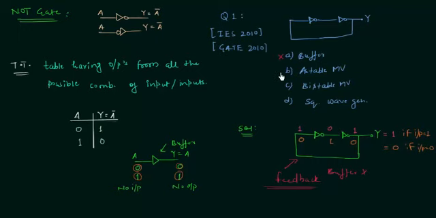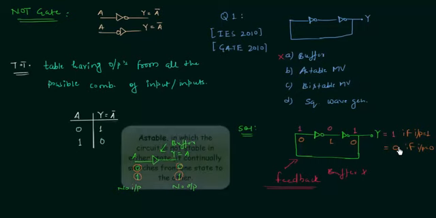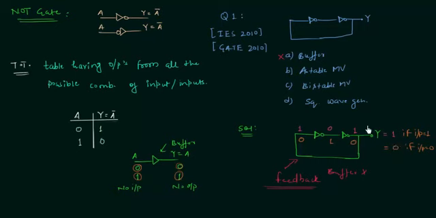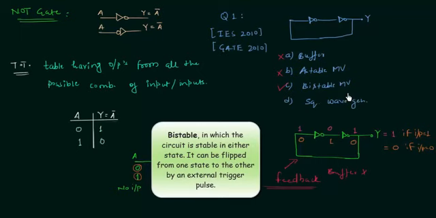Now we will move to option B, astable multivibrator. This is not astable multivibrator because we have stable output. The output is stable. If input is 1, the output is going to be 1 until we change the input. So output is 1, which means it is stable. It is not astable because we have two stable states, 1 and 0. So this is not astable, but this is bistable. In bistable multivibrator, we have two stable states, and here we have 1 and 0, two stable states. So the circuit is acting as bistable multivibrator.